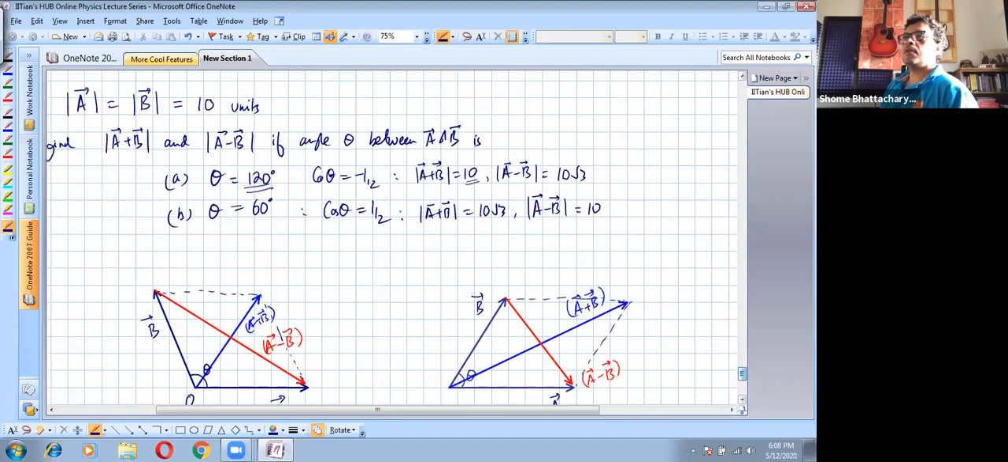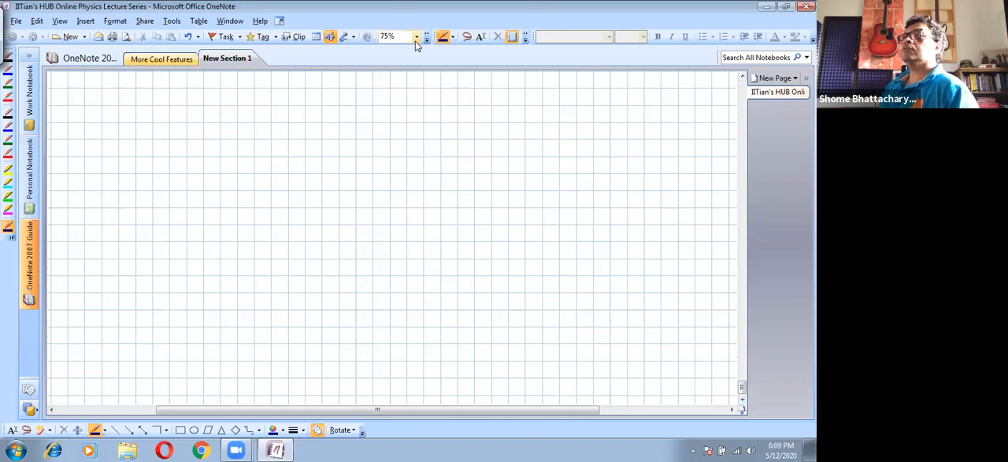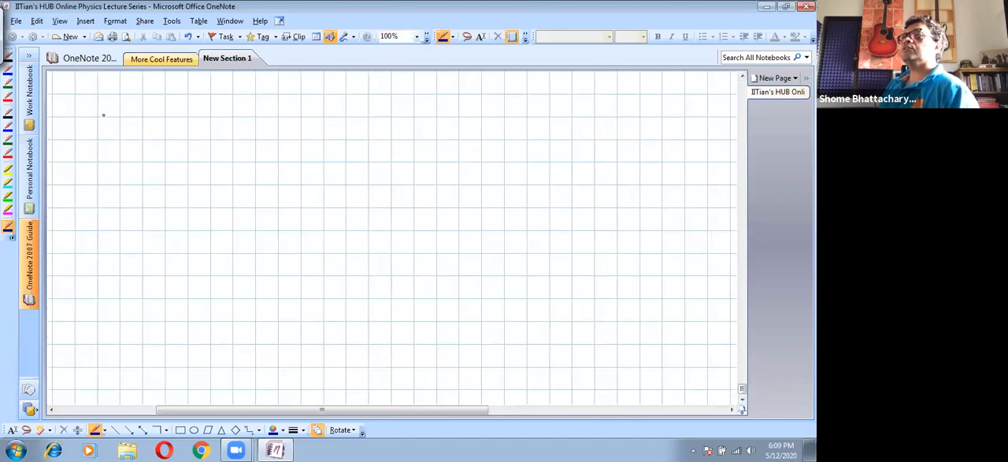Yes, this is the answer to the second. So final question of the day today. This is a question based on inequality.